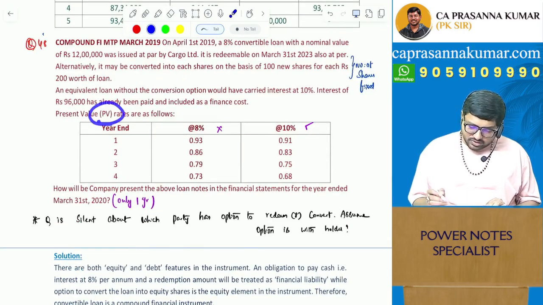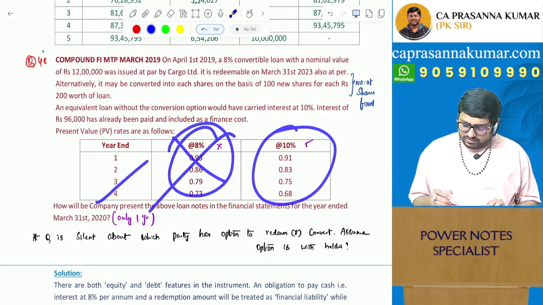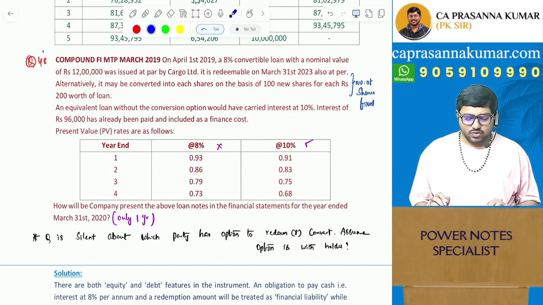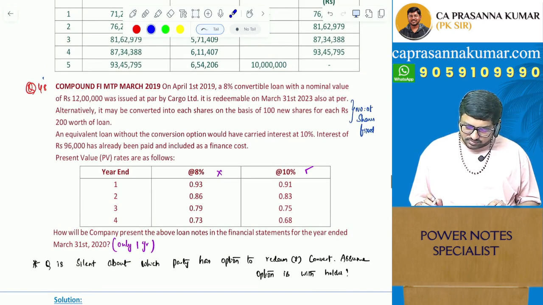Next, present value rates, year end, 8% is given, 10% is given. We know 8% is not relevant for us. We know 10% is relevant to discount because 10% is the uncorrupted market interest rate without the conversion option. How will the company present the above loan notes in the financial statements for the year ended March 31st, 2020? Only 1 year he's asking, because it started on April 1st, 2019. March 2020 he's asking, which means 1 year. That's all. Only 1 year.